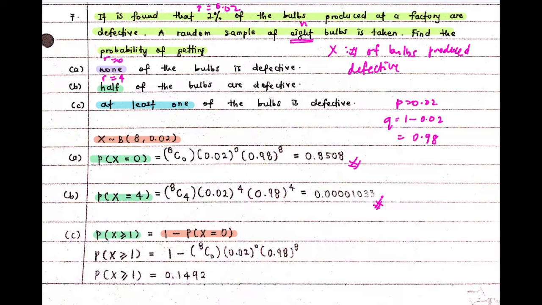So 1 minus P(X = 0): nCr, 8C0, 0.02 to the power of r, which is 0, then q, 0.98 to the power of n minus r, which is 8. Just use a calculator. So this is your answer. That's the end of tutorial 6.2.